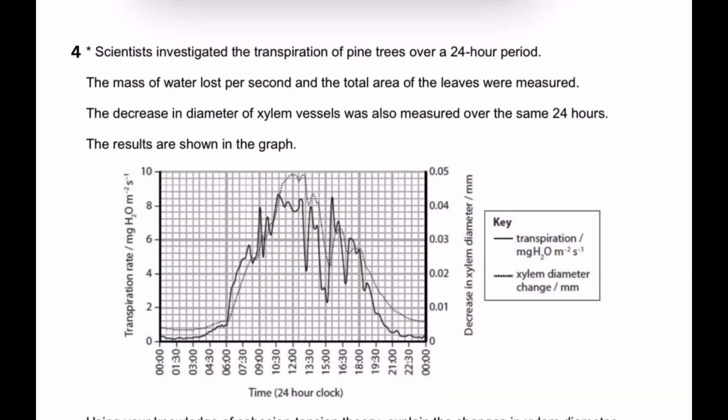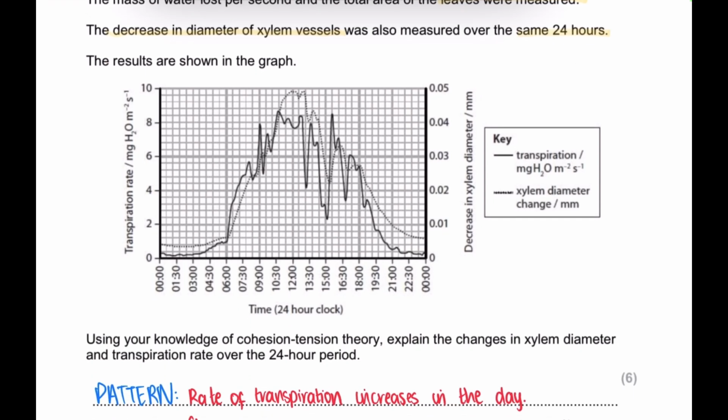4. Scientists investigated the transpiration of a pine tree over a 24-hour period. The mass of water lost per second and the total area of leaves were measured. The decrease in diameter of the xylem vessels was also measured in the same 24 hours. The results are shown in the graph. Use your knowledge of cohesion-tension theory and explain the changes in xylem diameter and transpiration rate over this 24 hours.